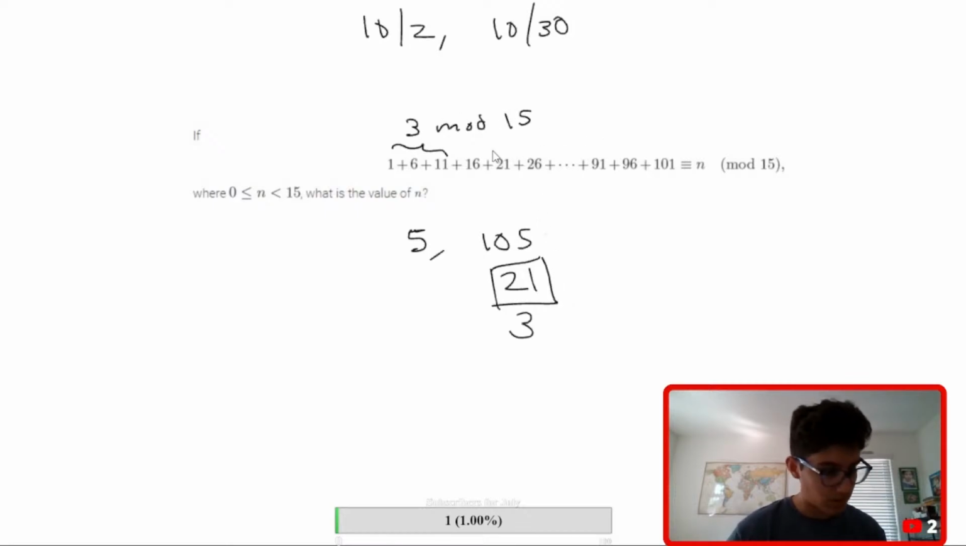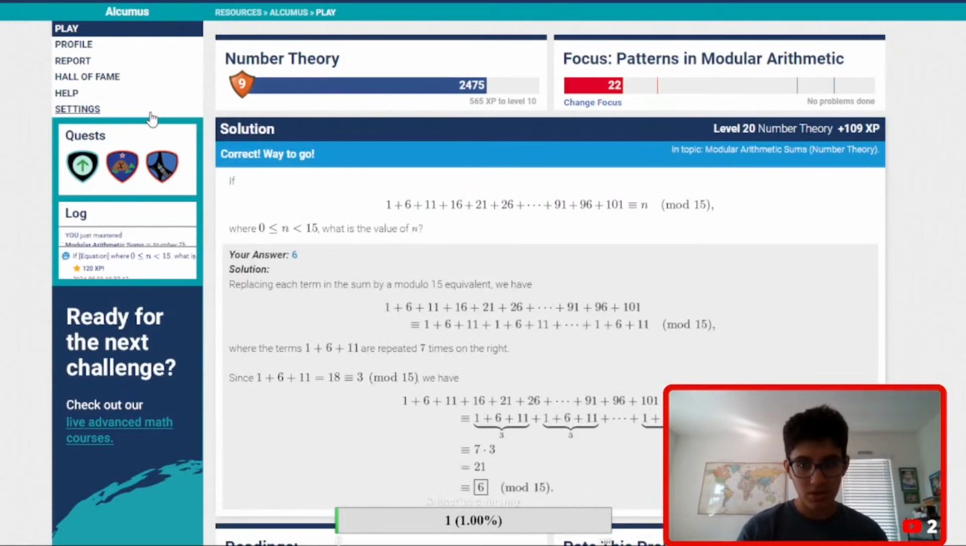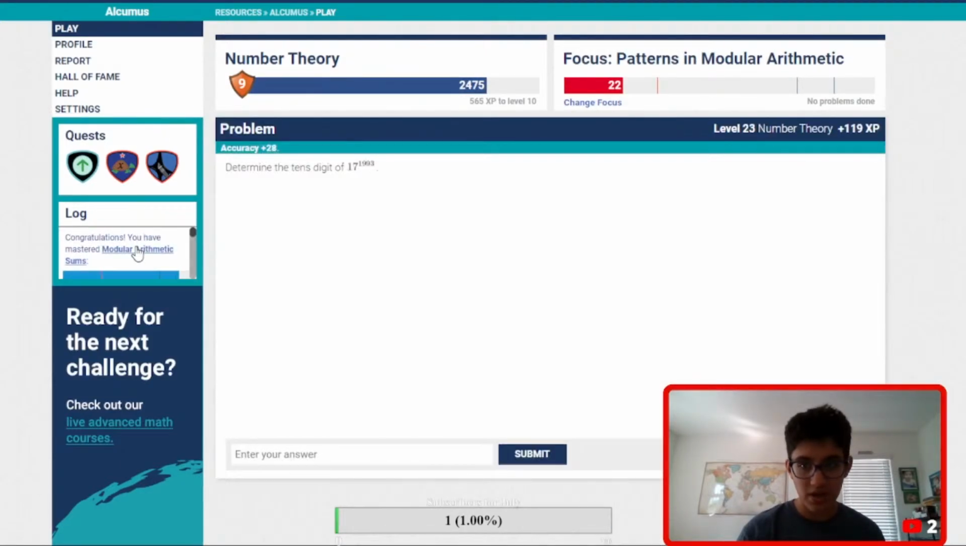So 21, 3 times 6 mod 15 congruent to 3. I think it's right. Okay, so then it'll be 6. The final answer should be 6 because it's 3 times 7. So 6. Okay, good. Done with that as well.